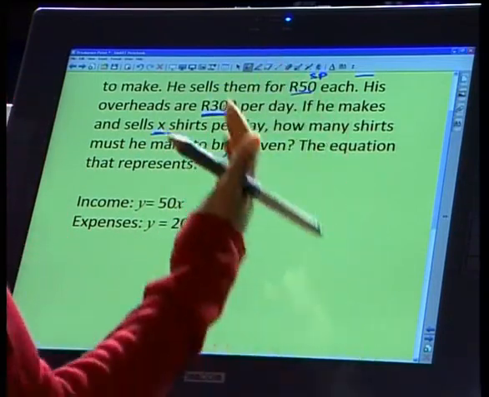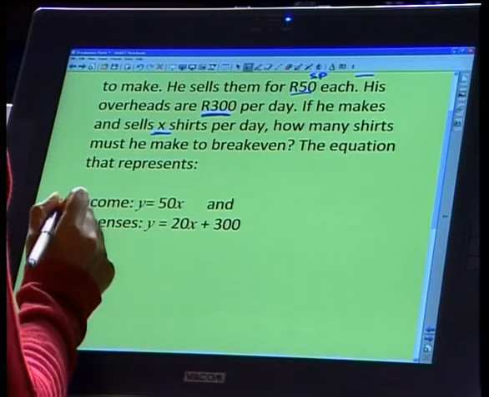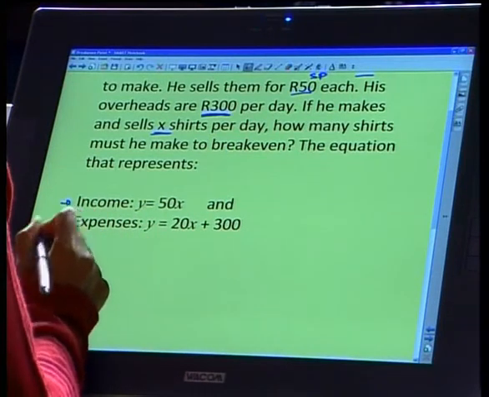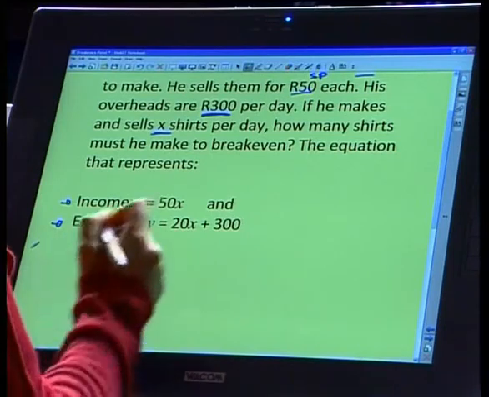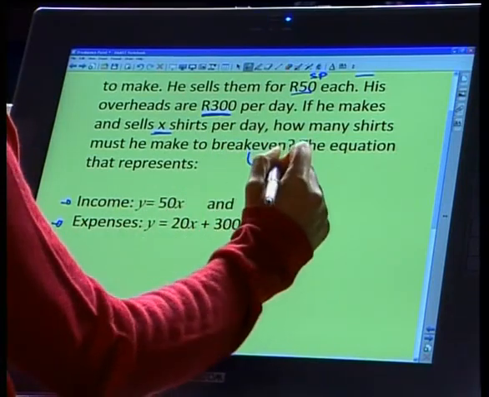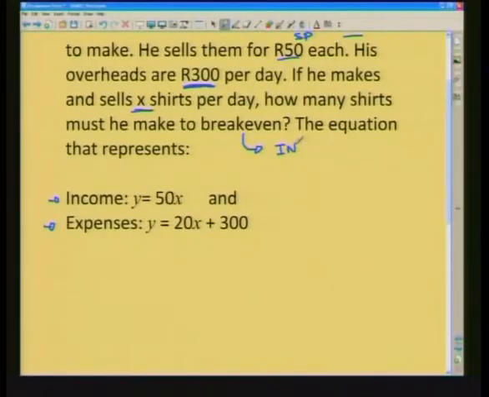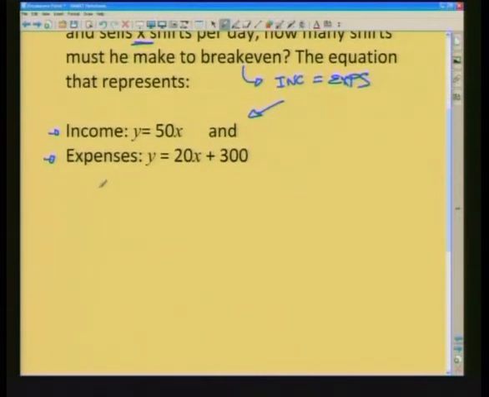And what they've done now is they've given you two equations. They've given you the equation for income and the equation for expenses. So remember, your break-even point is the point at which income is equal to expenses. So we just have to solve these two equations simultaneously to find out how many shirts will take him to his break-even point. So all we do is equate the income equation to the expenses equation.